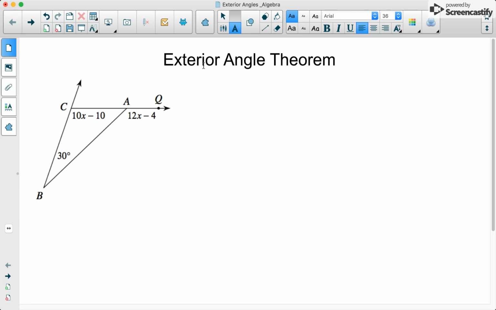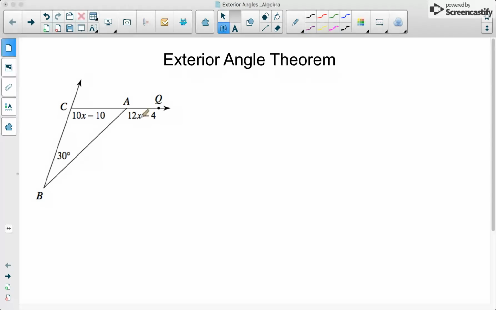Hello guys, today we're going to use the exterior angle theorem to solve a problem similar to the one that I'm showing right now on your screen. It is very simple in the sense that once you know how to solve equations with variables on both sides, pretty much you can do any of these problems. So let's start with this one.